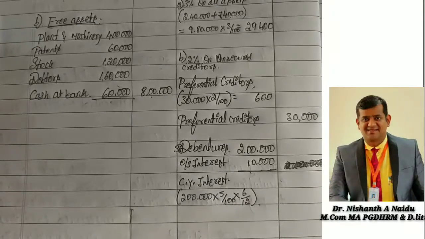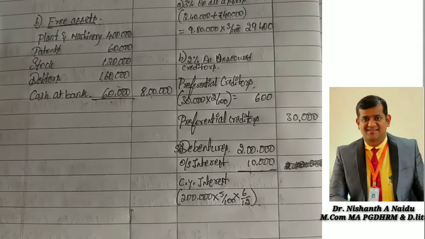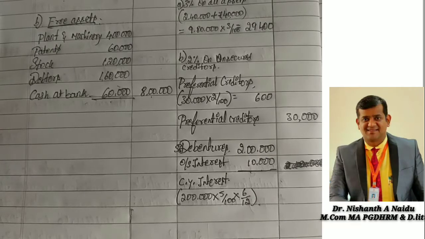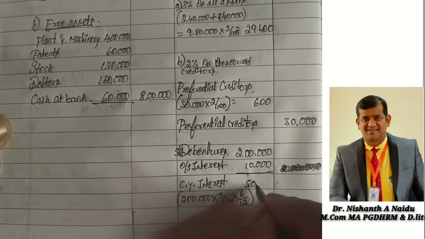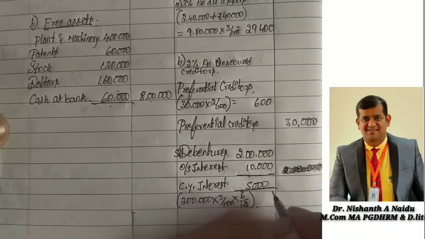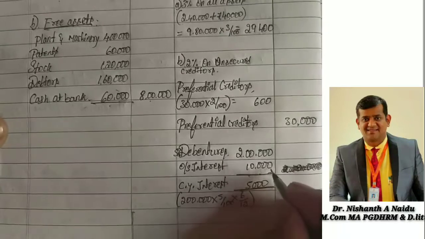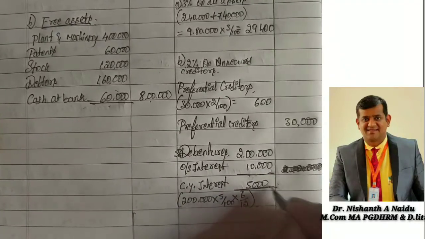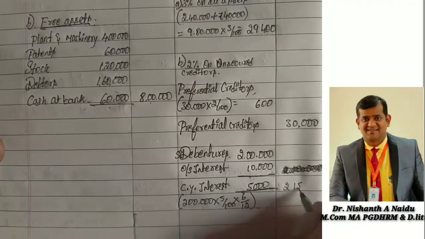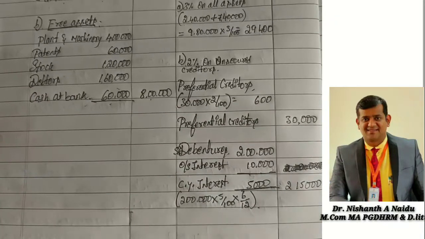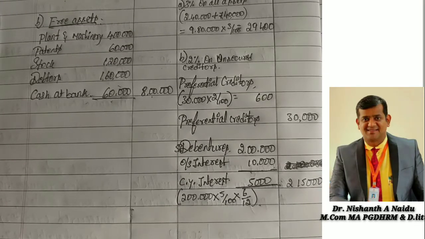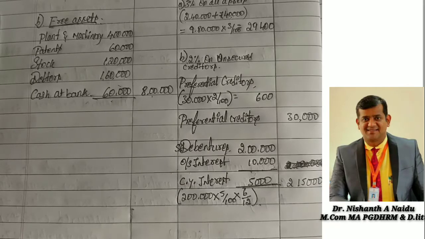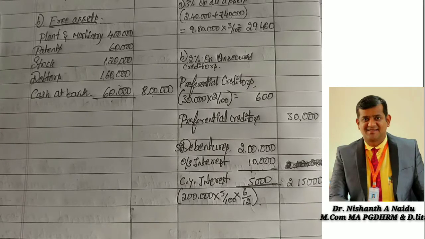So now calculate 2 lakh into 5% into 6 divided by 12. So that comes to 5,000 rupees. So that also you should include. So then the total 2 lakh plus 10,000 plus 5,000. So that comes to 2 lakh 15,000 rupees. I believe you have understood debenture adjustment. Correct? You have understood, right? So 2,15,000 rupees.